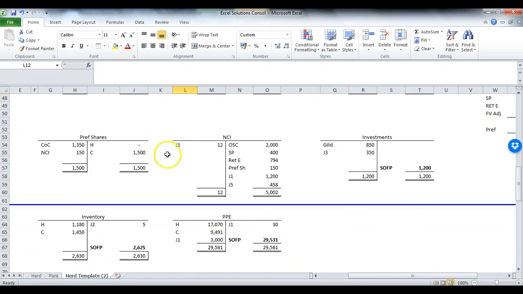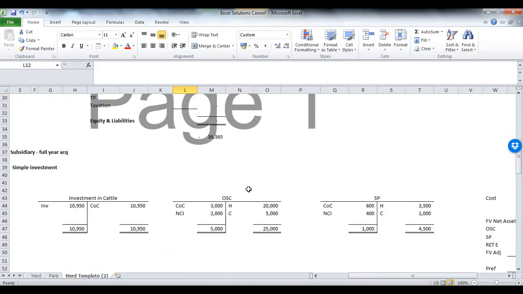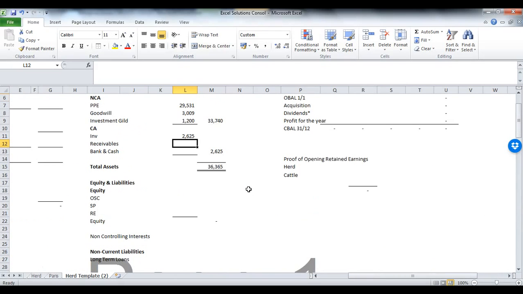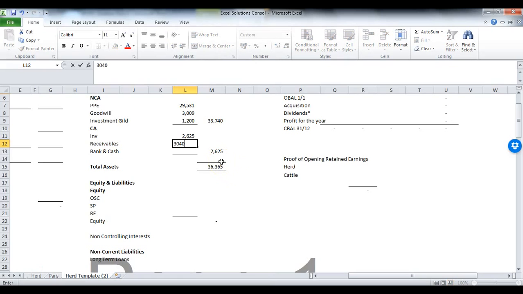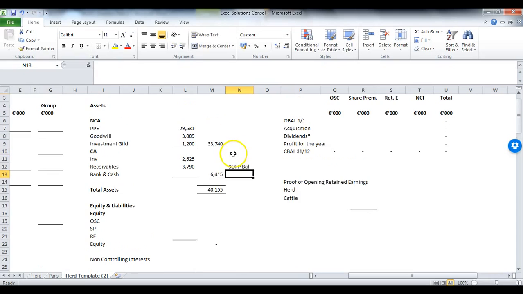Receivables, well, we didn't have any adjustment for receivables, so again there's no point opening up a T account, so you really only open them up as you go along. So in that case we're going to add together 3040 plus 750, put obviously the equal sign, and I might just put here SOFP balance. To show the examiner there's no T account, it's just coming from the statement of financial position balances.